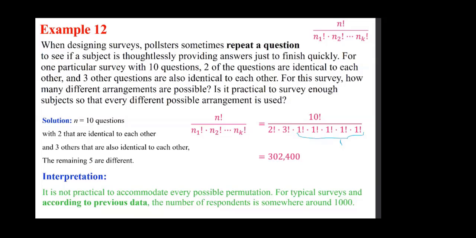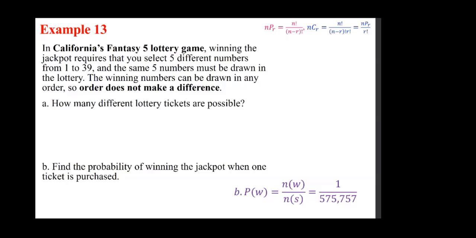Let's go over the next example. In California's Fantasy 5 lottery game, winning the jackpot requires that you select 5 different numbers from 1 to 39, and the same 5 numbers must be drawn in the lottery. The winning numbers can be drawn in any order, so order does not make a difference. How many different lottery tickets are possible? Find the probability of winning the jackpot when one ticket is purchased.